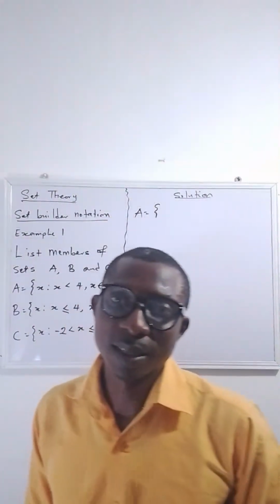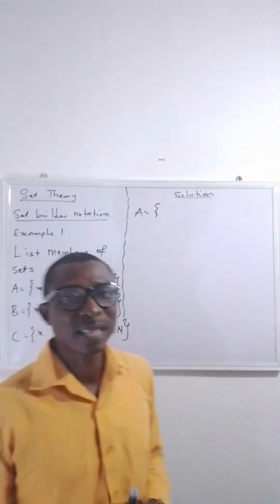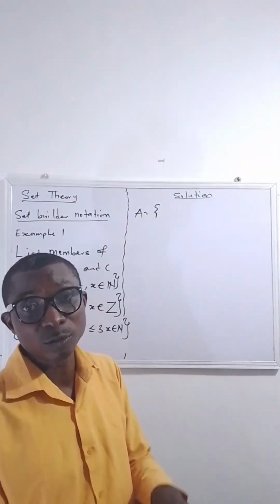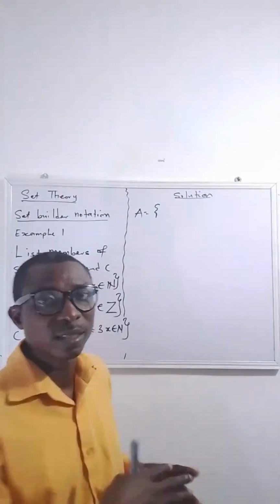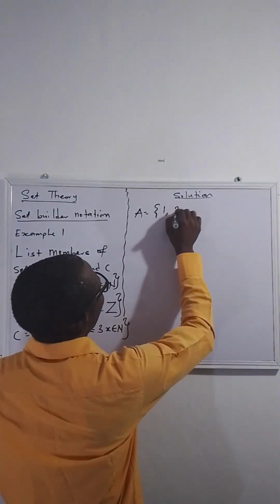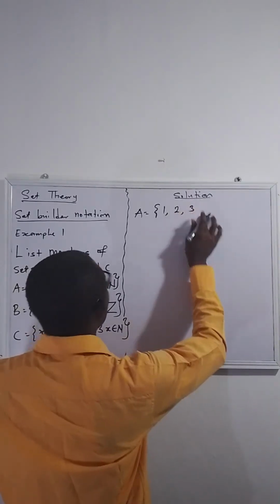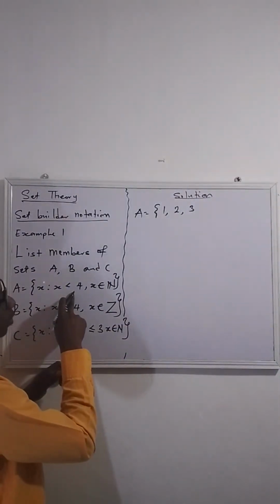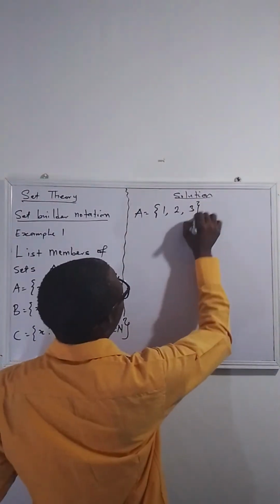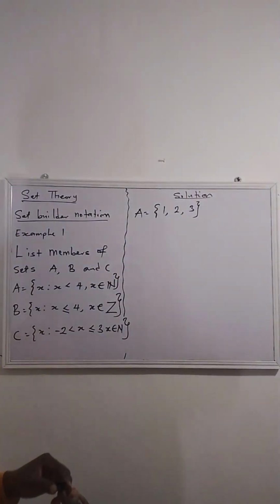Don't forget, I said that natural numbers are counting numbers. So they are 1, 2, 3, 4, 5. The ones you are going to list among all these are the ones that are less than 4. So they are 1, 2, 3. You are not going to list 4, because natural numbers that are less than 4 are the ones we are listing. So we have the answer to be this. Now let's look at the second one.